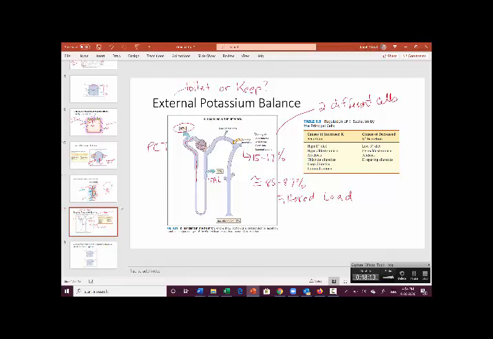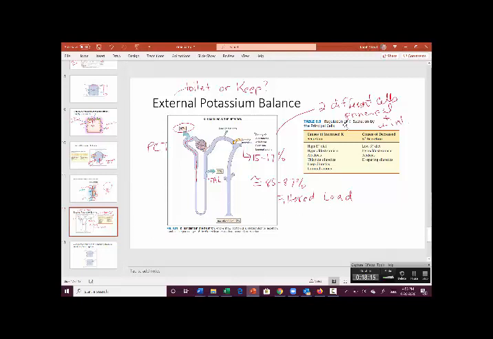So the two different cell types are going to be the principal cells and the alpha intercalated cells. Those alpha intercalated cells are not just important for acid-base compensation, but they're also going to be important for external potassium balance. So I'm going to address those two different cells on the very last slide as we go through right here.